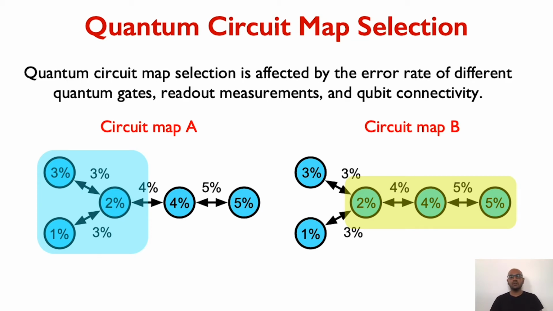While for circuit map B, we see that the qubits have error rates of 2%, 4%, and 5% for the 1-qubit gate operations, and an average error rate of 4% and 5% for the links between them. So clearly in this case, we would want to choose circuit map A over circuit map B because the individual components in circuit map A have lower error rates.